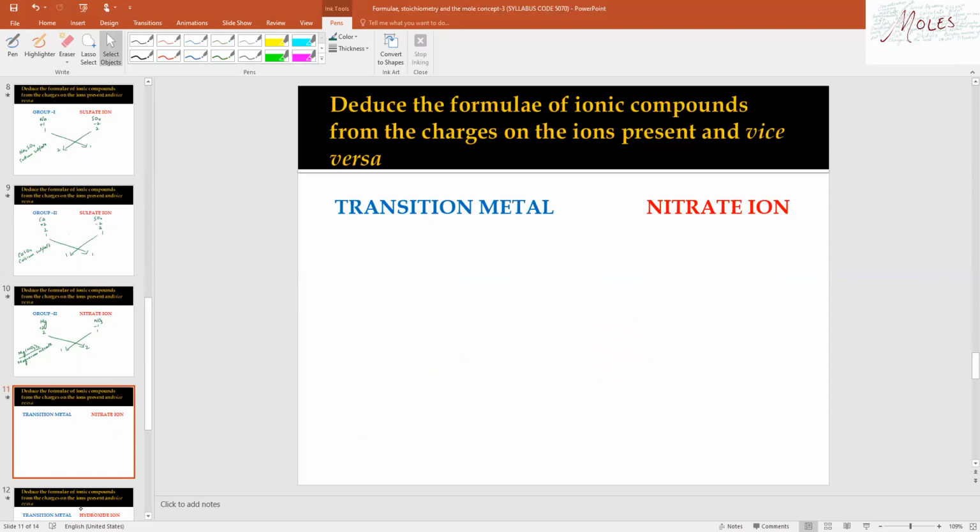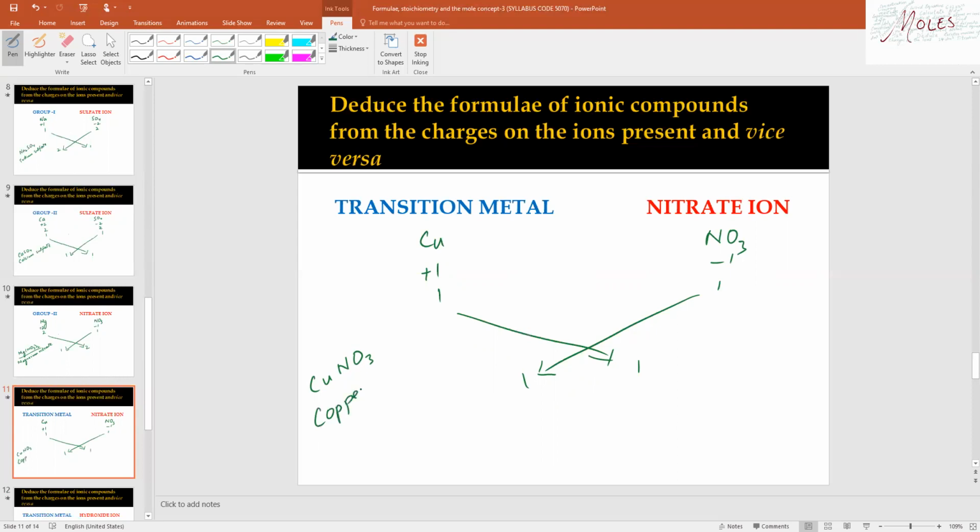Now what if we have a transition metal nitrate? Let's take copper 1 ion. Copper +1. We know the charge on nitrate. Ignore the charges. Subscripts will be swapped. The formula will be CuNO3. What about the name? The name is copper 1 nitrate.